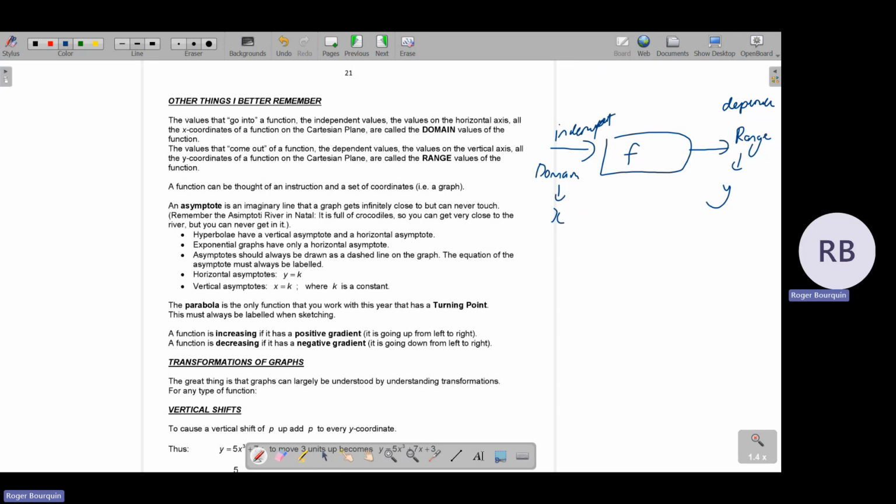In a time displacement function, what's independent? Time. Domain is what goes in, range is what comes out. Generally, you work with x and y coordinates. X-coordinates go in, y-coordinates go out. A function can be thought of as an instruction and a set of coordinates, i.e. a graph.